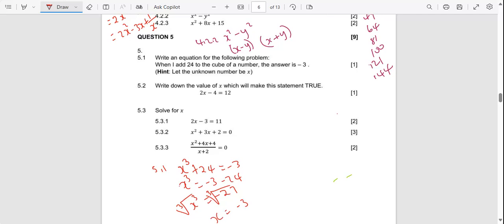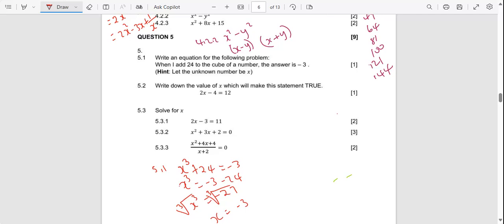Okay guys, let's proceed to 5.2. Write down the value of x which will make this statement true. 2x minus 4 is going to give me 12. What can I put into x here so that I can get 12? Which number can I put on x that will give me 12?